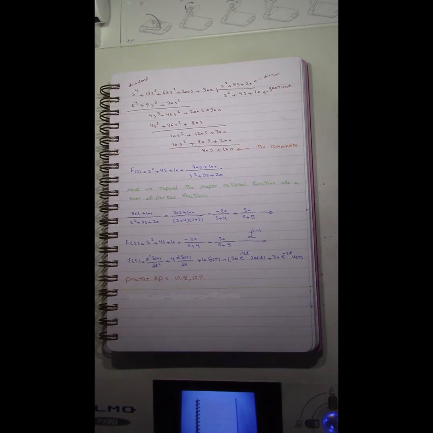Do you have the table? On Brightspace. So what is the Laplace transform of delta function? It is 1. And what is the Laplace transform of the first derivative of delta function? S. And the second? S squared.